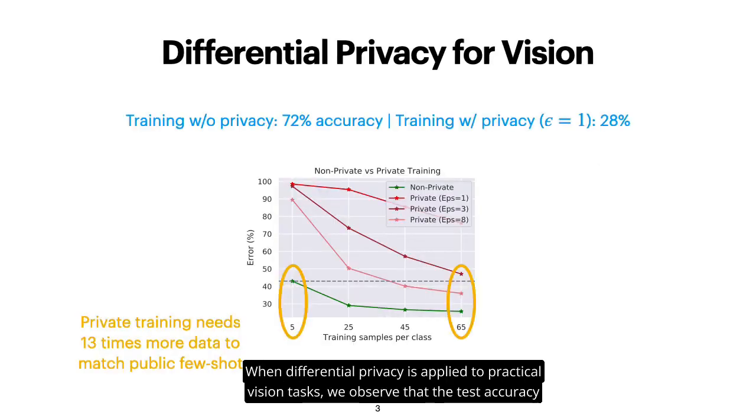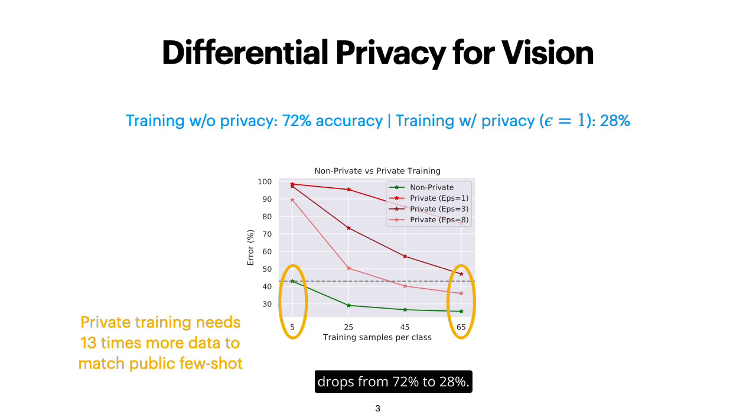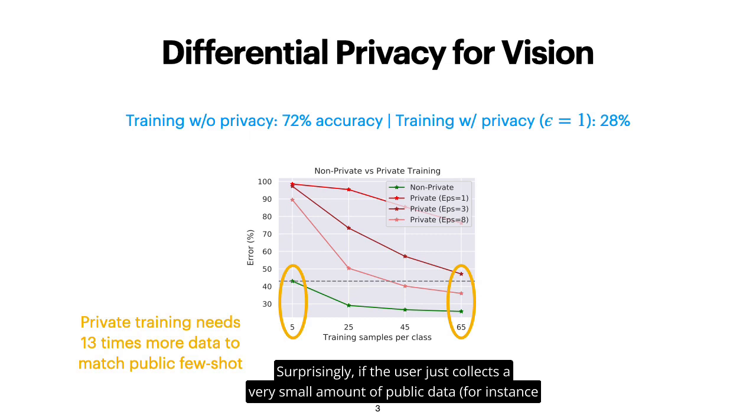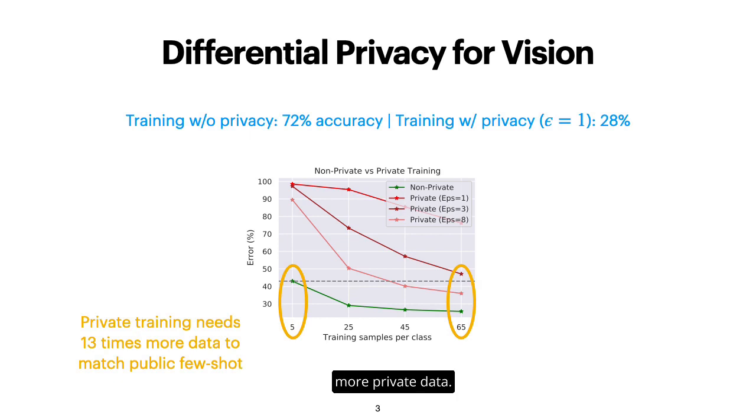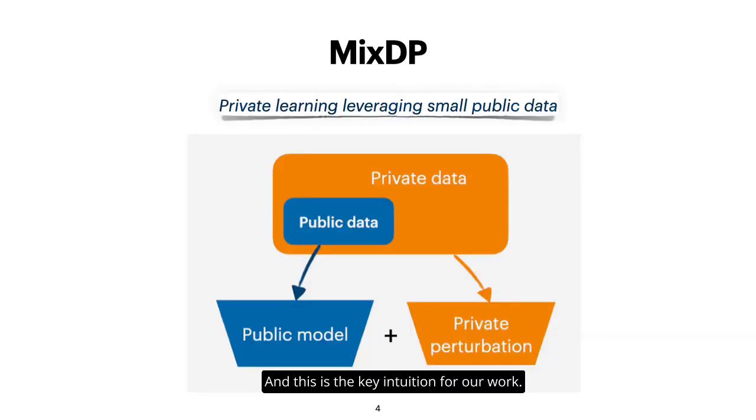When differential privacy is applied to practical vision tasks, we observe that the test accuracy drops from 72% to 28%. Surprisingly, if the user just collects a very small amount of public data, for instance 5 samples per class, they can easily outperform a state-of-the-art DP model trained on 13 times more private data. And this is the key intuition for our work.